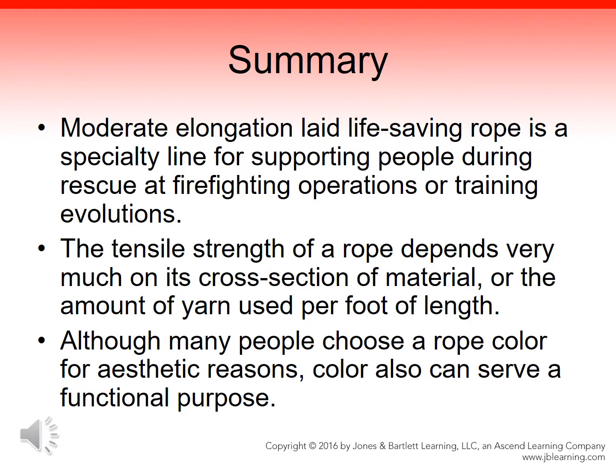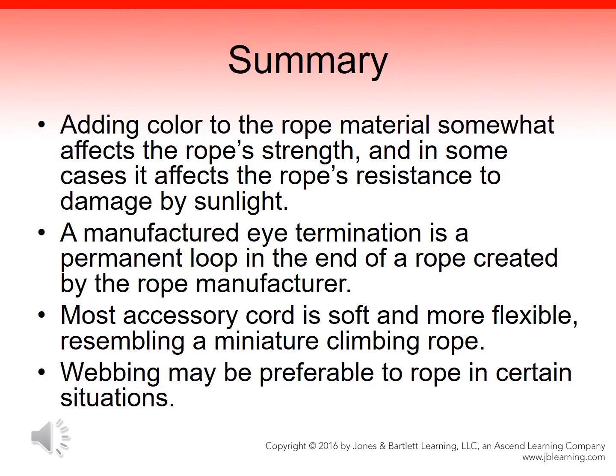The tensile strength of a rope depends very much on its cross-section of material, or the amount of yarn used per foot of length. Although many people choose a rope color for aesthetic reasons, color also can serve a very functional purpose. Adding color to the rope material somewhat affects the rope's strength, and in some cases it affects the rope's resistance to damage by sunlight. A manufactured eye termination is a permanent loop in the end of a rope created by the rope manufacturer.